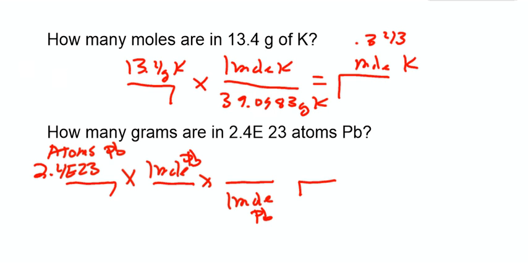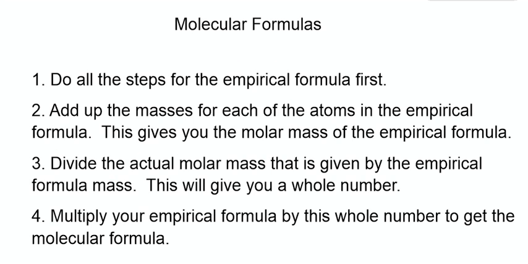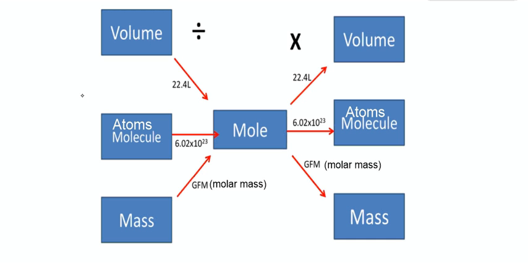And I want grams, so this will go to grams of Pb. Okay, so now our job is just to fill in these two pieces here. If we go back to our visual helper here, we want to get from atoms to mass. It says divide by 6.02 to get the mole first. And then what do we do next? We times by molar mass to get the mass.